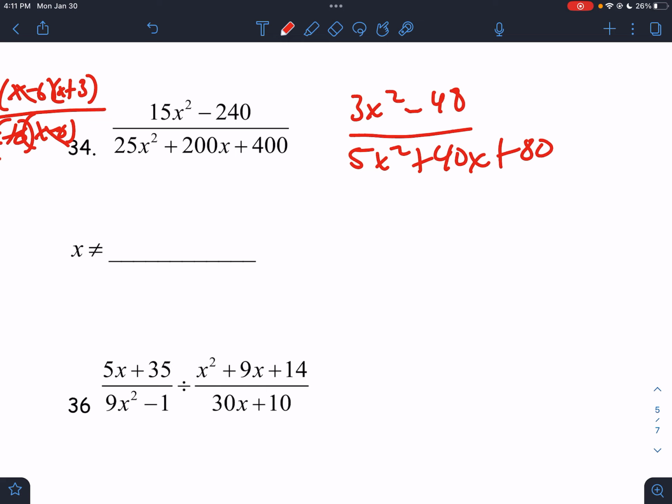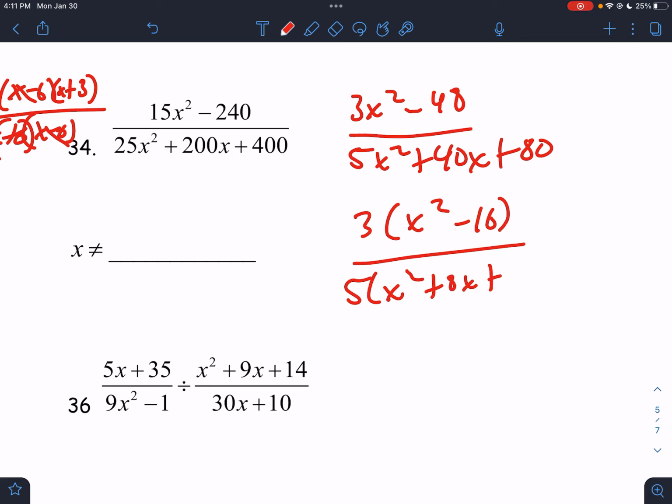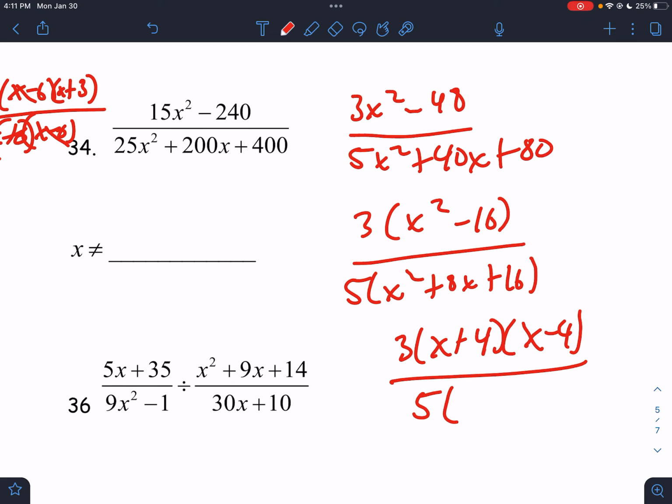So then from there, we can pull a 3 out, leaving me with x squared minus 16. Over, I can pull a 5 out of the bottom, leaving me with x squared plus 8x plus 16. So the top would be 3 times (x plus 4)(x minus 4). The bottom would be 5 times factors of 16 that add up to 8, which would be 4 and 4, (x plus 4)(x plus 4). The plus 4's cancel out. So the simplified answer would be 3 times (x minus 4) over 5 times (x plus 4).